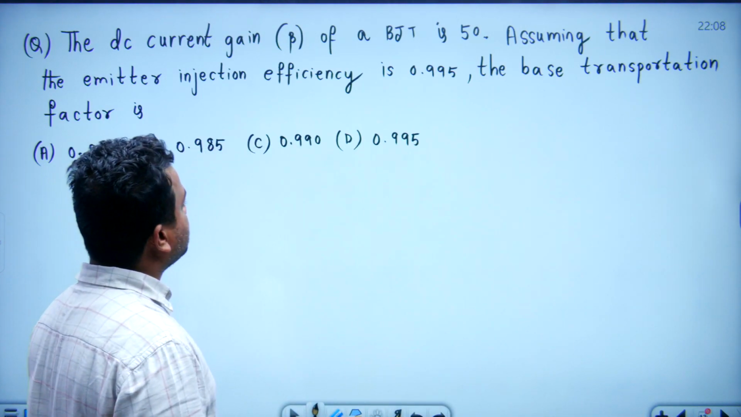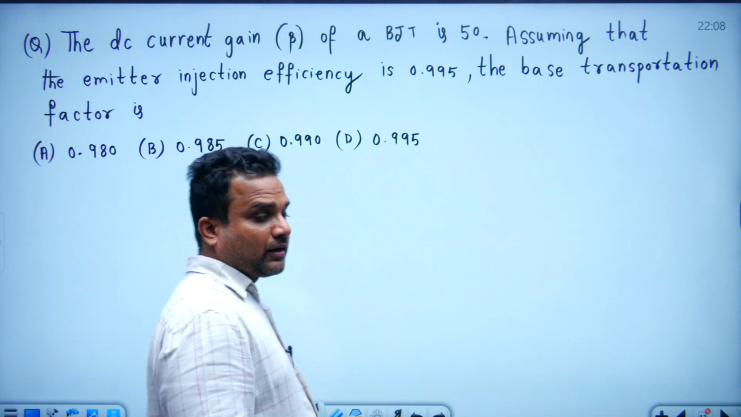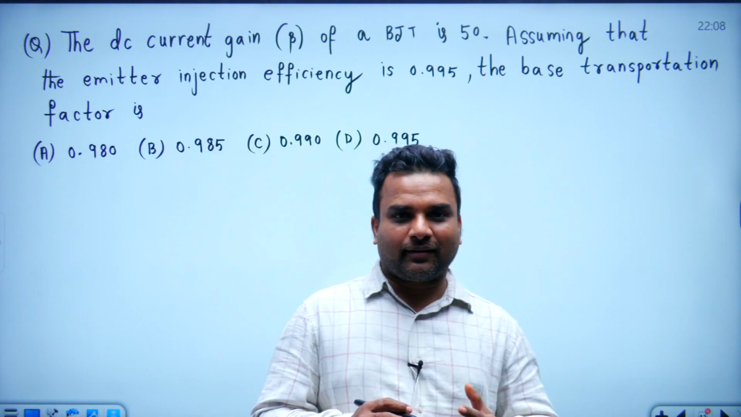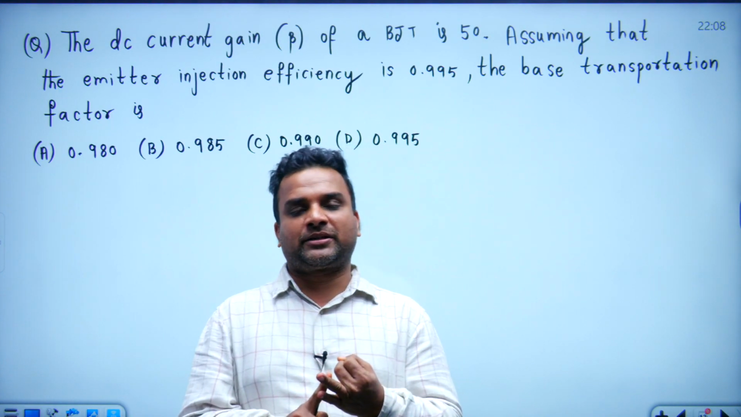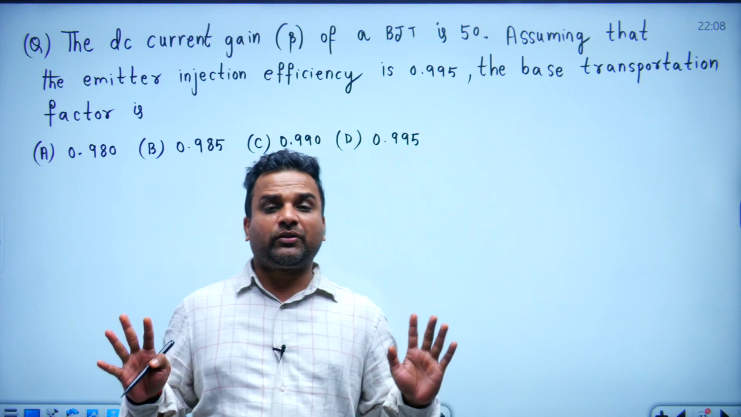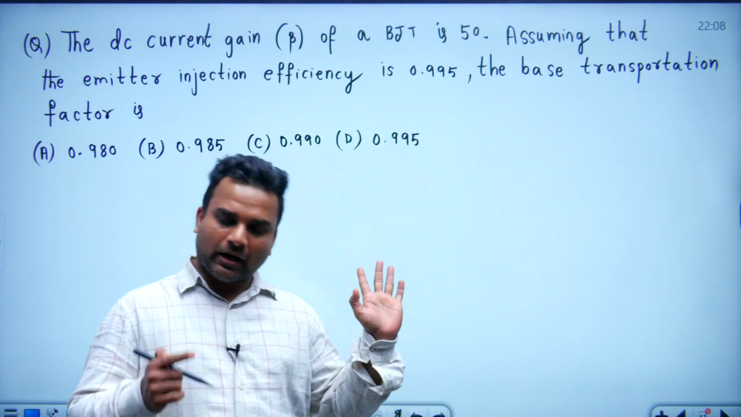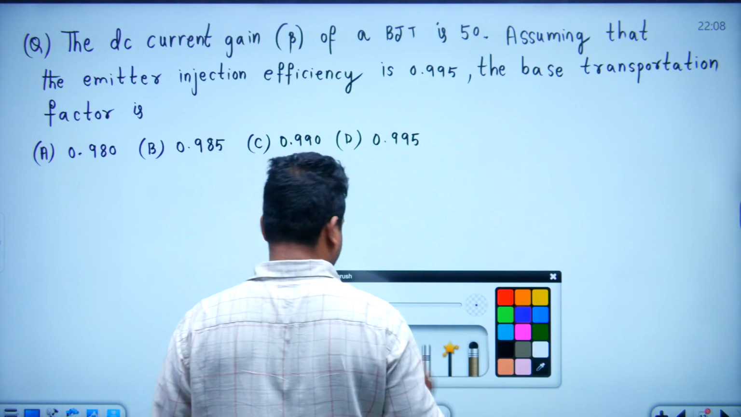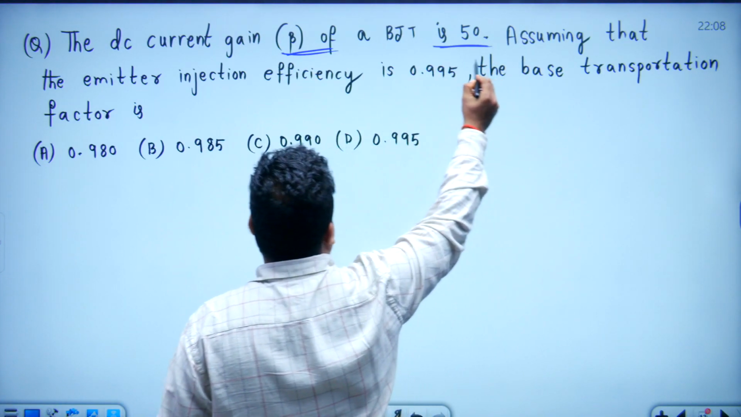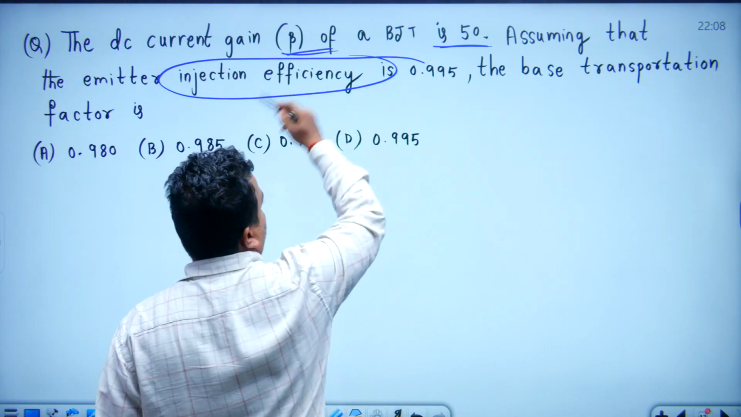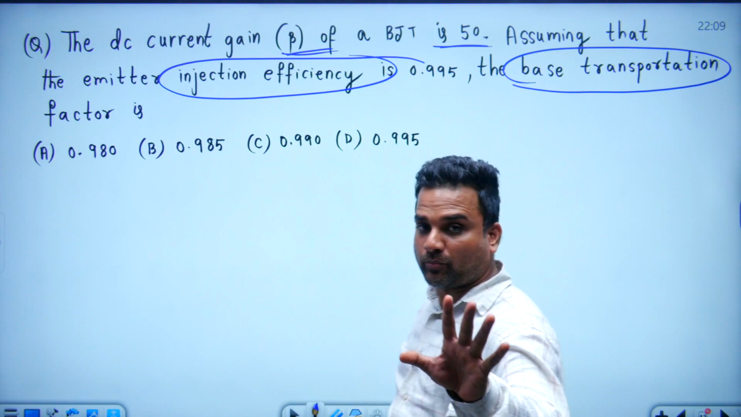Assuming that the emitter injection efficiency is 0.995, the base transportation factor is... Guys, here they are announcing new words called emitter injection efficiency, base transportation factor. Guys, till now we have discussed about alpha, beta, gamma. But what about this? Of course, they have given the beta value 50. But what about emitter injection efficiency? What about base transportation factor? Everything, this and all you must know.